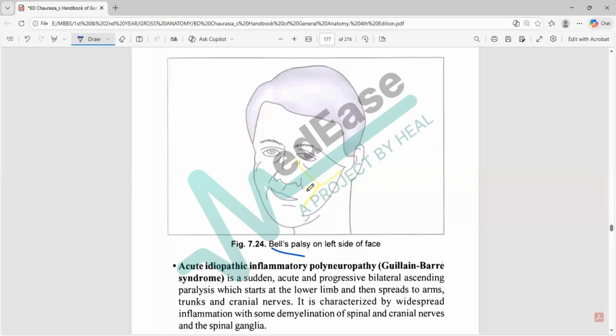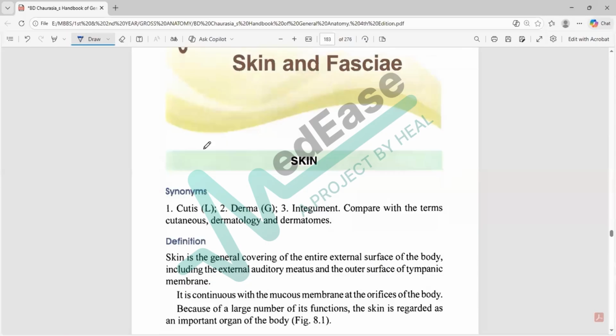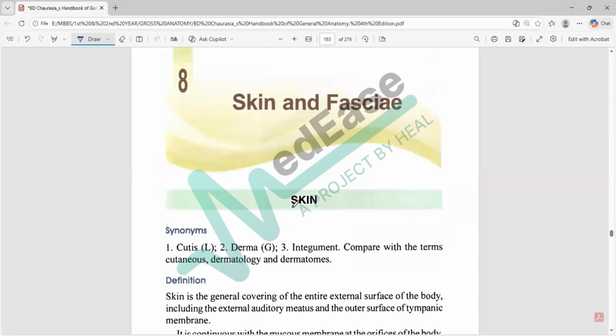Now moving on to another topic, the last topic is the skin and the fascia mainly. Now what is the skin? Now skin is also called the cutis, derma, or integument.